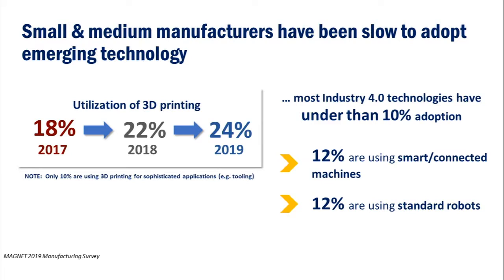But if you look at the rest of these technologies, which we'll group into this Industry 4.0, they're under 10%. There's two that are eking just above that. That's smart or connected machines, and Raj mentioned a few of those. And then 12% are using standard robots. Only 12% are connecting their machines at the most basic level. That means, is my machine up or down, and can I access that through a digital platform? So that's pretty incredible. So why is that?